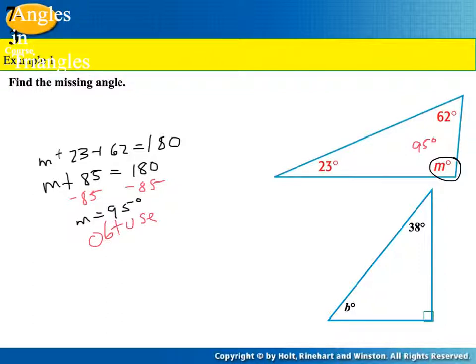Greater than 90. It's big. Okay? Did you need to know that? Or did you need to do that last step? No. But a little extra math. I know that you love it. Okay? Here we go. Next one.